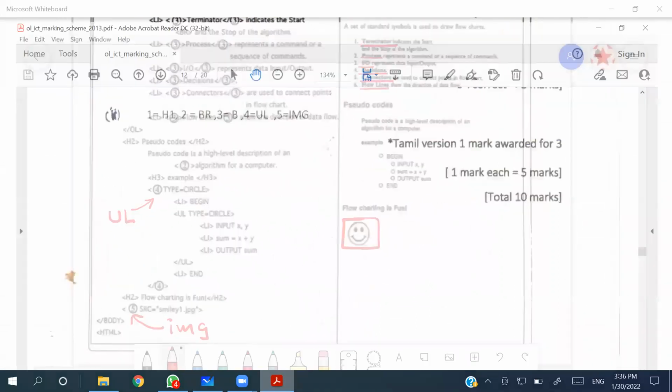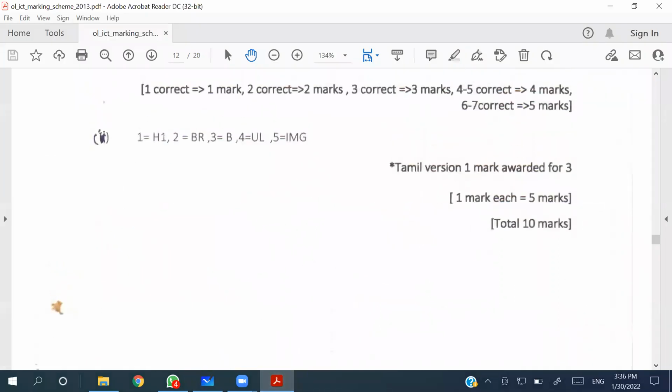So if I go with the marking scheme, 1 is H1, right? And 2 is BR. For the third one, it is the bold tag, the B. The fourth one is UL. And the fifth one is IMG, right? So anyone who has tried it and had full marks for that?